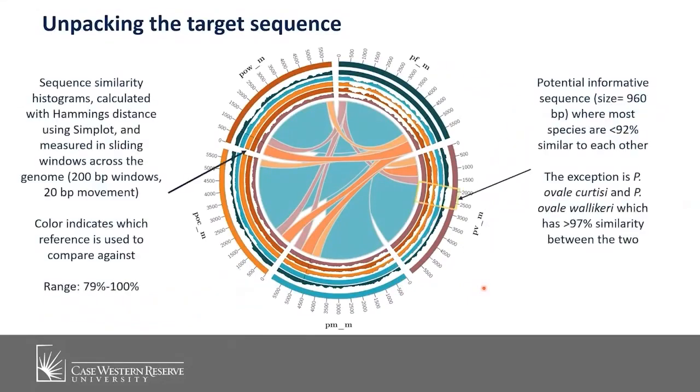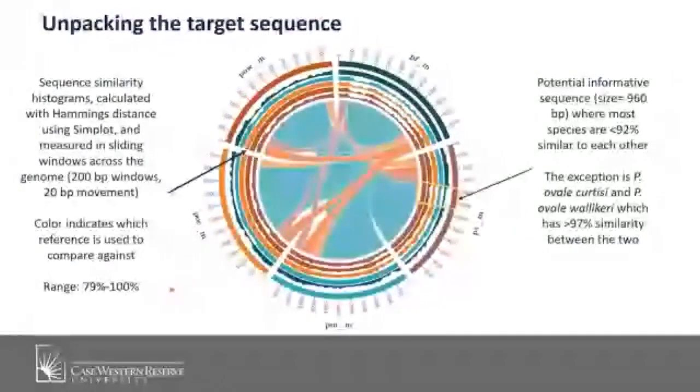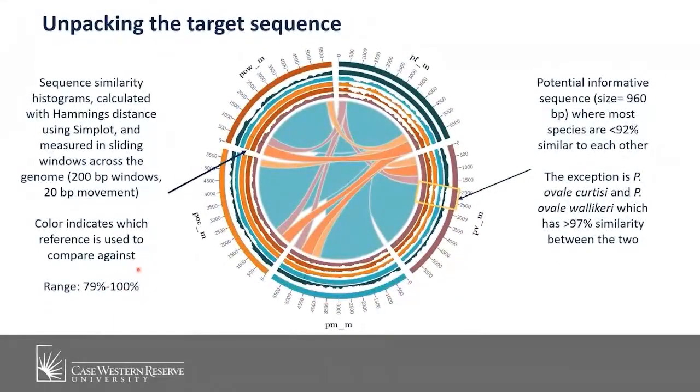Well, if we walk another concentric circle in, what we actually did here was a sliding window base by base comparison using Hamming distance, where you measure the similarity in that little 200 nucleotide region, and then walk all the way across the rest of the genome so that every 200 base pair combination can be compared for similarity. And what we found was that there was a pretty tight range of similarity for all of the Plasmodium species being set. They were 79% similar to each other, all the way up to 100% similar to each other.